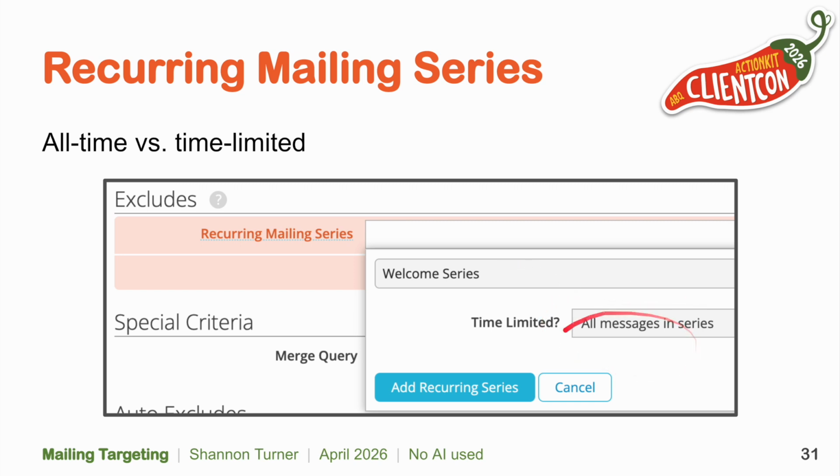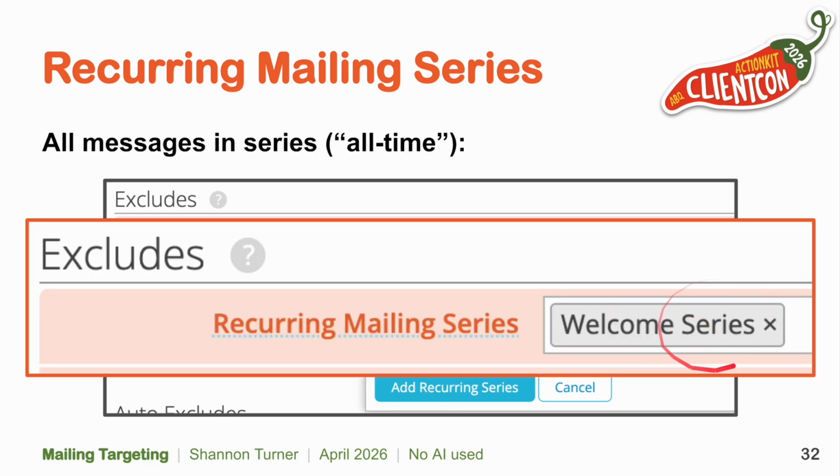And so here, if we have it time limited to all messages in series, and then click add, it'll change to this. And this is what it looks like to use the all messages in series, aka all time. In other words, once someone has received this welcome series recurring mailing, they will never get it again.